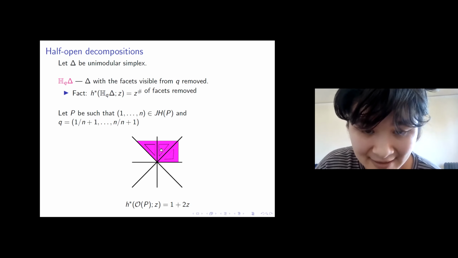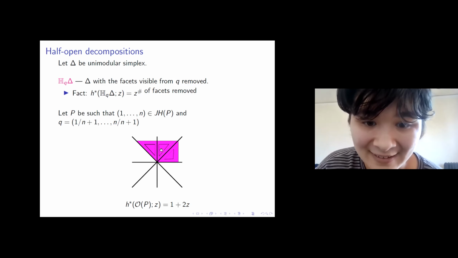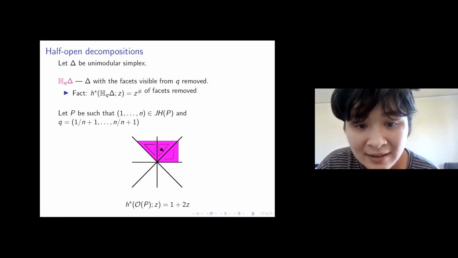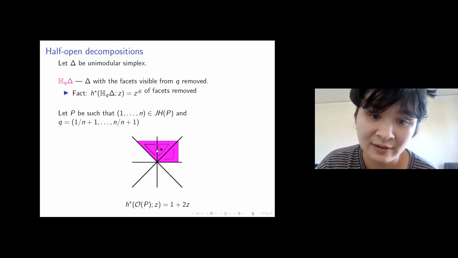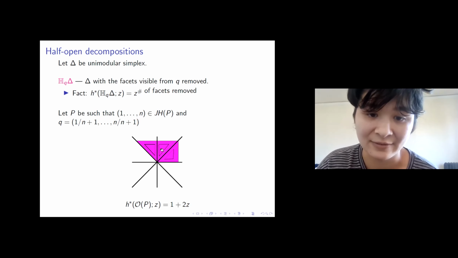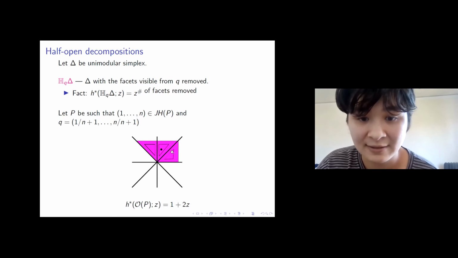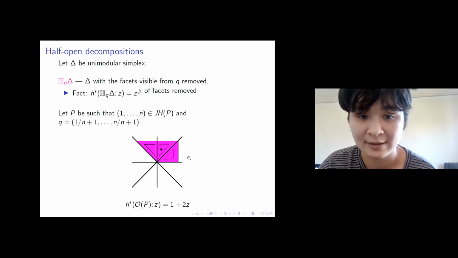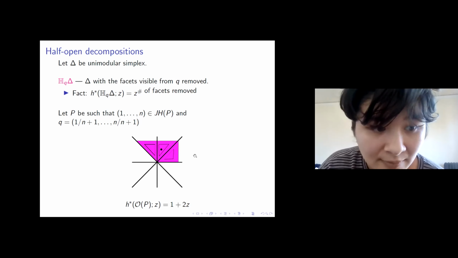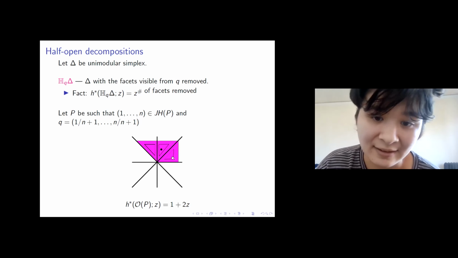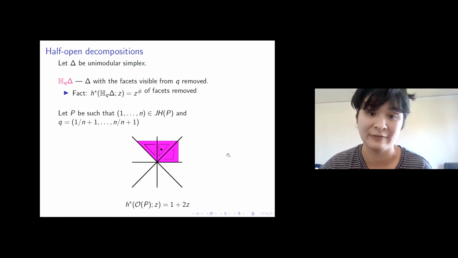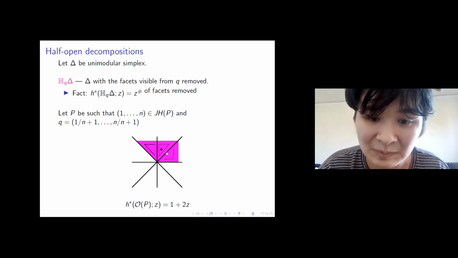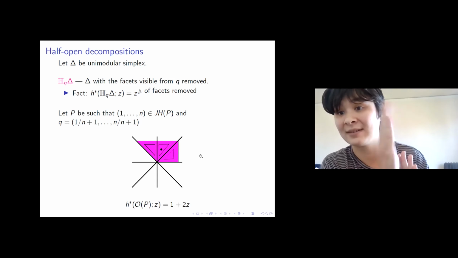If I can see the outside of a facet of any of these little simplices from that point, I'm going to remove it. For the simplex that the point is in, I can't see the outside of any facet, so none of them are removed. For this one, I can see the outside of this facet from this point, so I'm going to remove it. And for this one, I can see the outside of this facet from this point, so I'm going to remove it. Then the collection of this half-open triangle, this triangle, and this half-open triangle, put all together, gives you the whole polytope, and you're not double counting any of those facets.